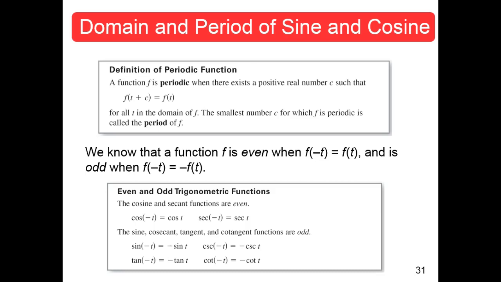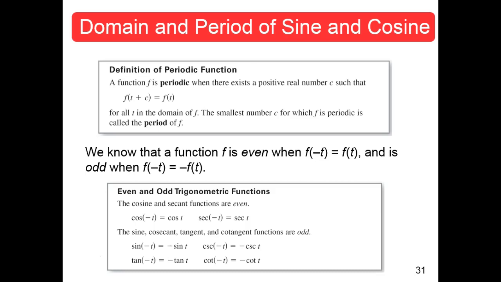So what's the period for sine and cosine? 2 pi. That's the period, the smallest number c. Sure, for some t, t plus pi is going to be the same, but it's not for every value t. T plus 2 pi is always the same.